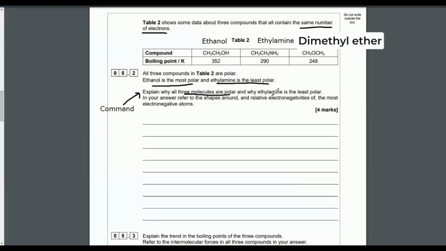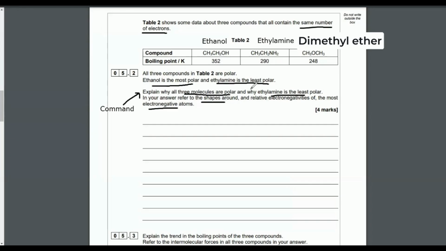So while ethylamine is least polar. In your answer, refer to shapes. So if you say what all the shapes of those molecules are, that's the third one. And the relative electronegativities of the most electronegative atoms. So talking about electronegativity as well. So these 4 black lines I've made in this last paragraph are the 4 marks we need to hit.